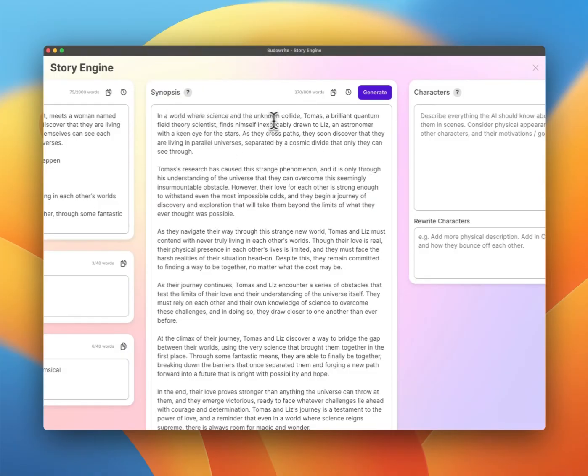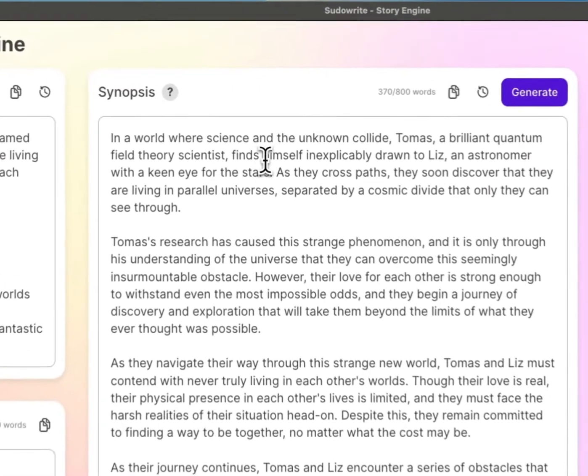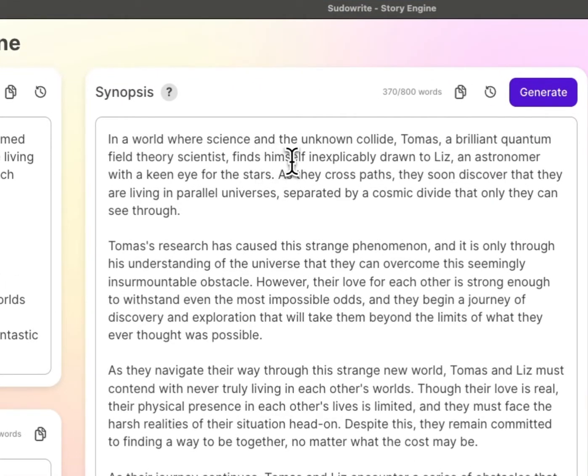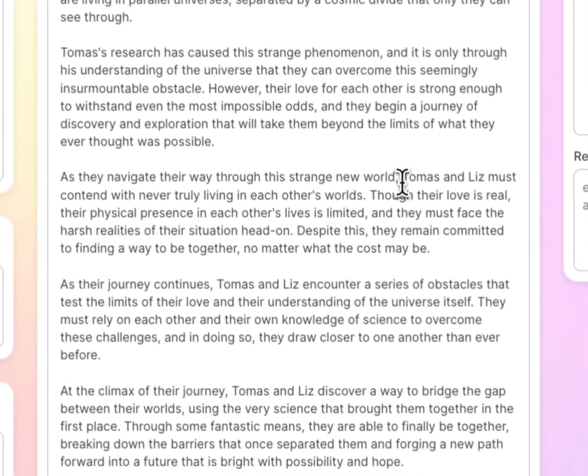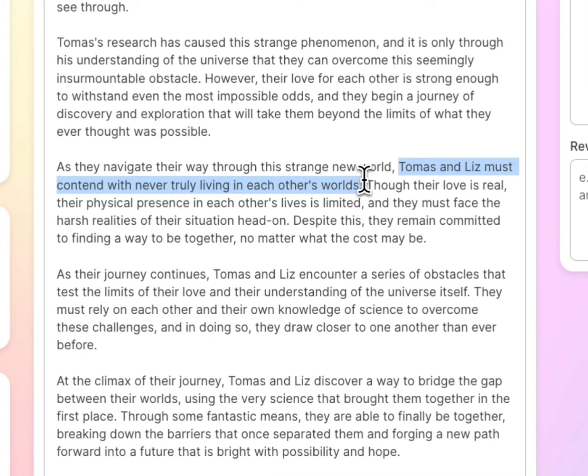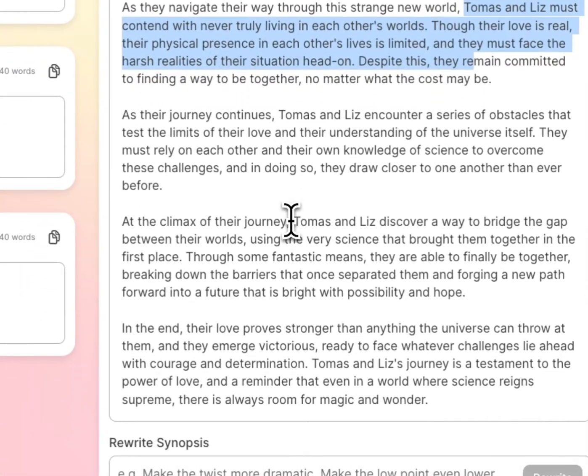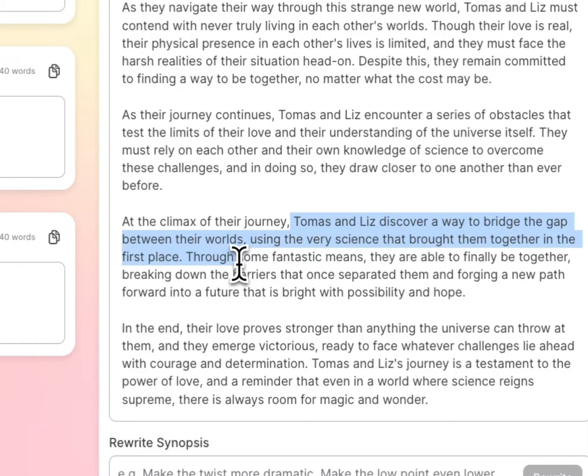In a world where science and unknown collide, Tomas, a brilliant quantum field theory scientist, finds himself inexplicably drawn to Liz, an astronomer with a keen eye for the stars. The research has caused strange phenomena, however their love for each other is strong enough to withstand even the most impossible odds. As they navigate the turns of this strange new world, Tomas and Liz must contend with never truly living in each other's world. A series of obstacles test the limits of their love. They discover a way to bridge the gap between the worlds using the very science that brought them together.